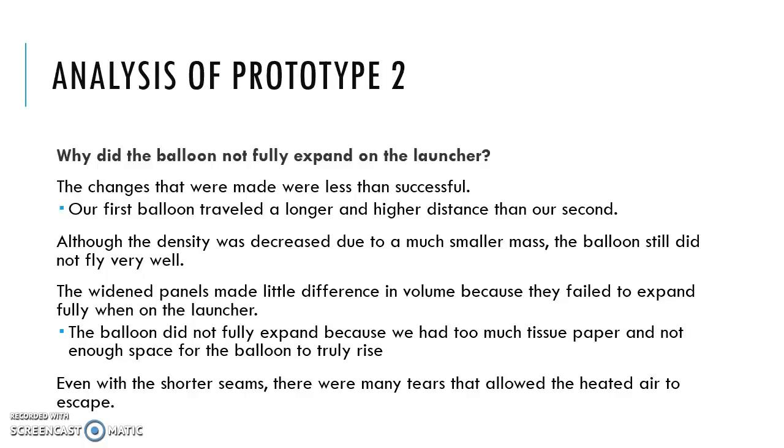This is because we had too much tissue paper and not enough space for the balloon to truly rise. The shorter panels did not work out the way we had hoped, creating a more circular shape. We ended up with a more mushroom shape, which didn't fly as well as we had hoped. Even with the shorter seams, there were many tears that allowed the heated air to escape. We might be able to attribute this to the thinner tissue paper that we used, because there is give and take no matter what material you use.